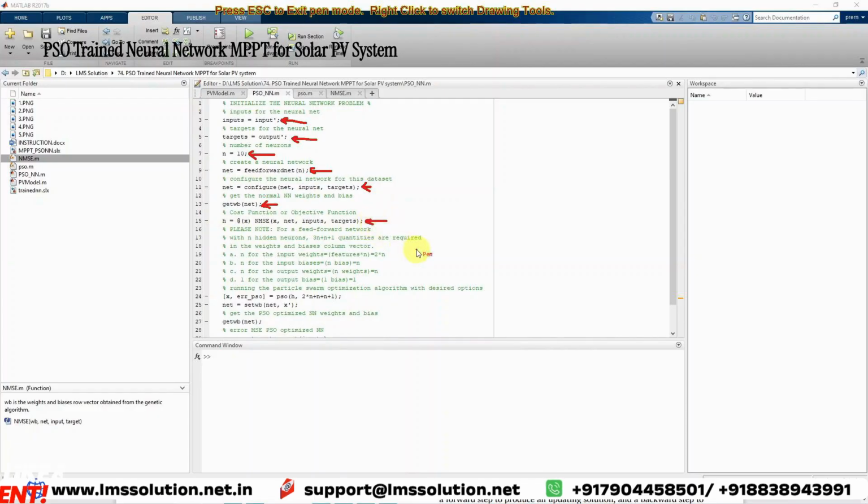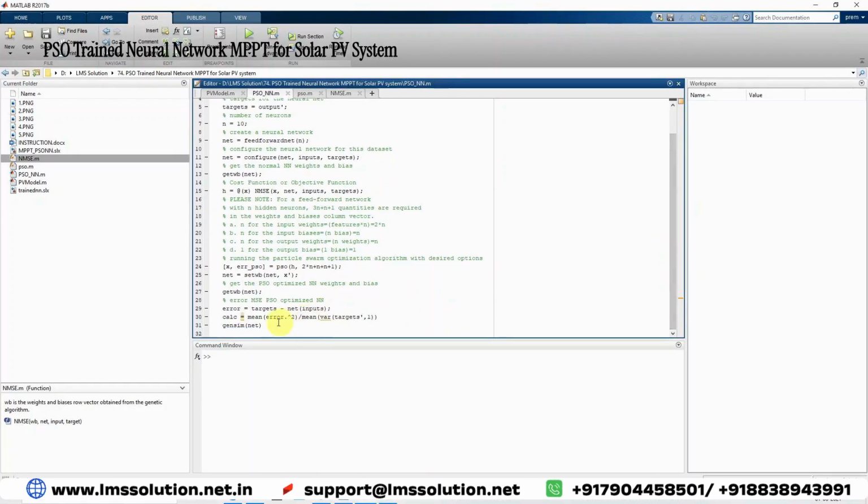That means we are going to calculate the root mean square error between the trained network output and the target. After every training process, we have a neural network output that is compared with the target value, and from that we get the error. Based upon that error, we calculate the root mean square error. To calculate it, you use this objective function, which is used for training the neural network by means of PSO. Finally, we get the trained neural network after execution of PSO.